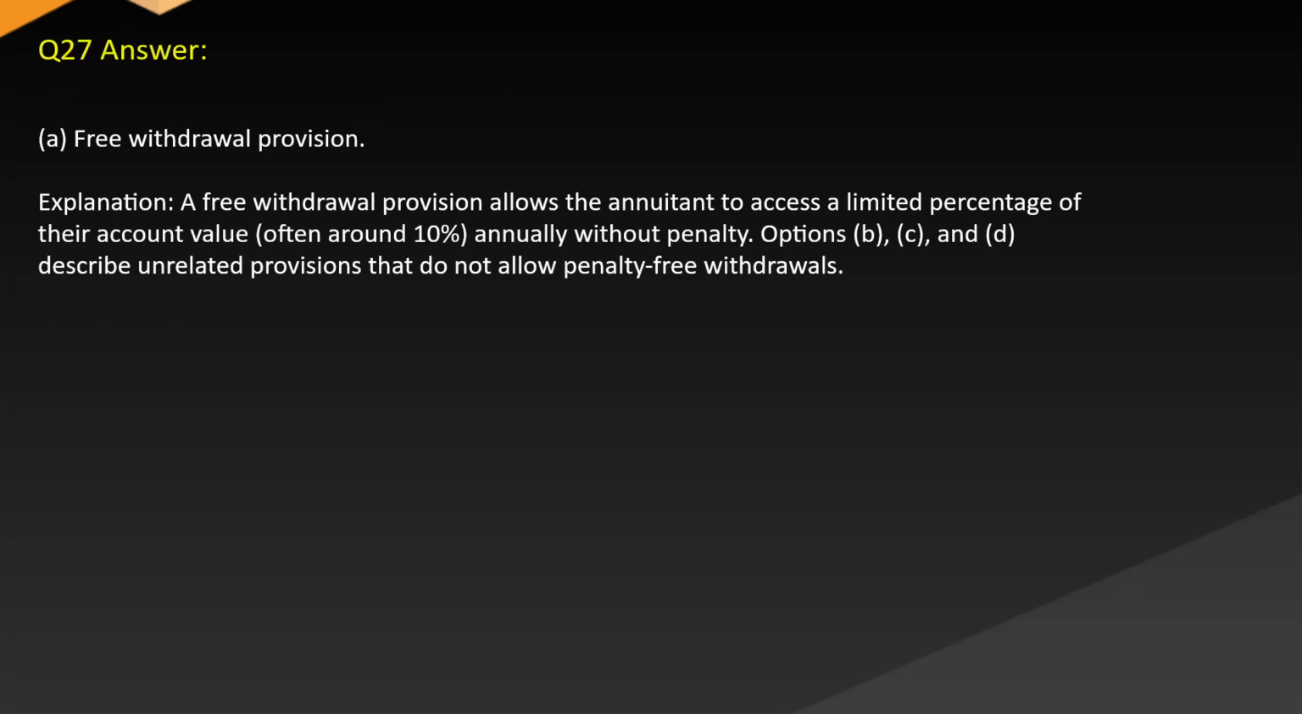Answer: A. Free withdrawal provision. Explanation: a free withdrawal provision allows the annuitant to access a limited percentage of their account value, often around 10% annually without penalty. Options B, C, and D describe unrelated provisions that do not allow penalty-free withdrawals.